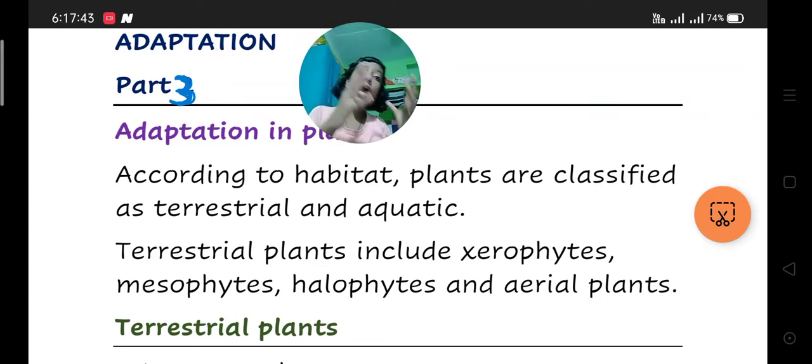Now according to their habitat, plants are classified as terrestrial and aquatic. Now what is terrestrial? Now what is aquatic? I have taught you. Terrestrial means the plants that grow on land, and aquatic means the plants that grow in water. Now terrestrial plants are of four types. One is xerophytes, second is mesophytes, third one is halophytes, fourth one is aerial plants.